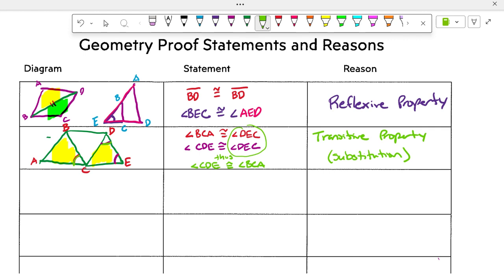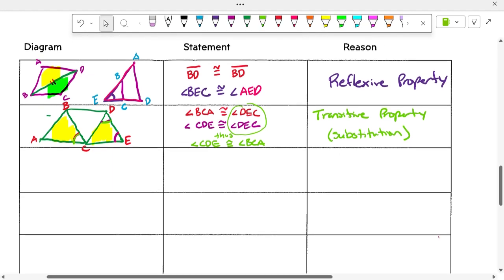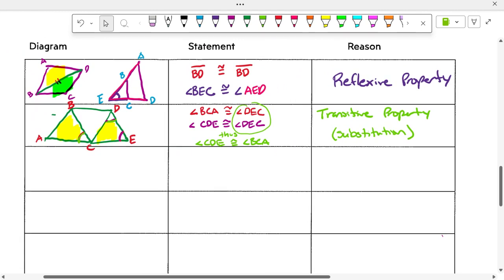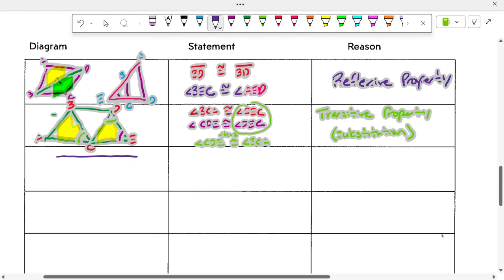So it just means that if you know that two sides or angles are congruent to the same side or angle, you can say that those two sides or angles are congruent to each other. Same thing like if you know that two angles are supplementary to the same angle, then those two angles have to be congruent. All right. Now, let's do a little bit of parallel line properties.